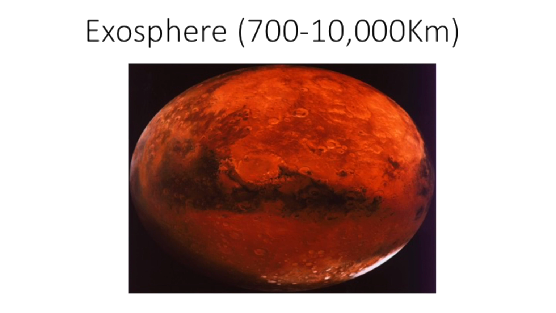Does anybody know what this picture is of? The planet I mentioned earlier begins with M. Mars. If you leave the exosphere, you reach Mars. What color is Mars? Orange or red. Mars is known as the red planet because sometimes it looks red.